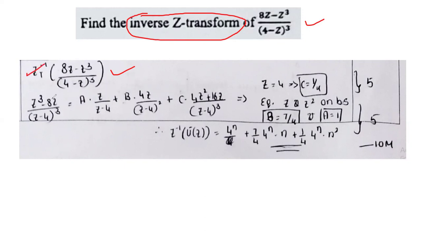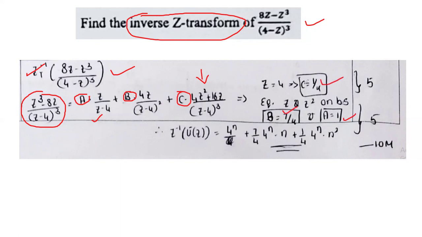What you can do is, first of all, use the partial fraction. If I use the partial fraction, I get: a into z divided by z minus 4, plus b into 4z by z minus 4 the whole square, plus c into this term. So this is called a partial fraction. Next, calculate the values of the three parameters a, b, c. I have determined that a is equal to 1, b is equal to 7 by 4, c is equal to 1 by 4.